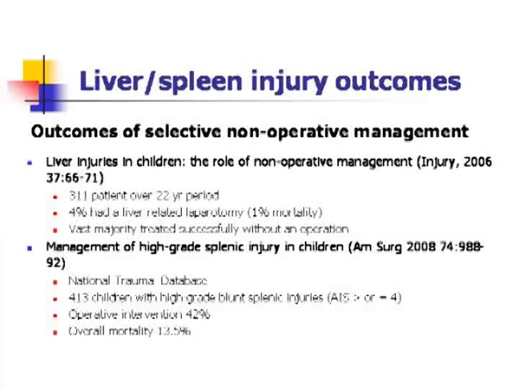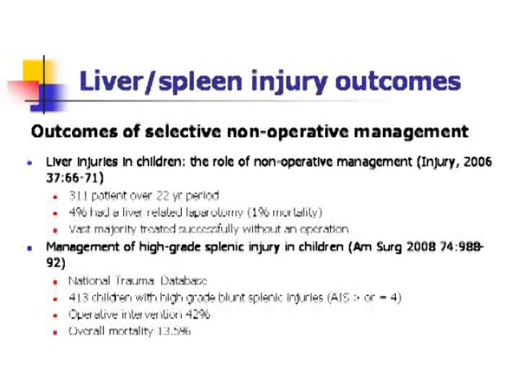So what I did is I looked through the literature a little bit, and there are a couple of recent papers on liver injuries and high-grade splenic injuries in children. So these are 2 papers. The first is an article called Liver Injuries in Children: The Role of Non-Operative Management. This paper comes from the Red Cross Children's Hospital in South Africa.